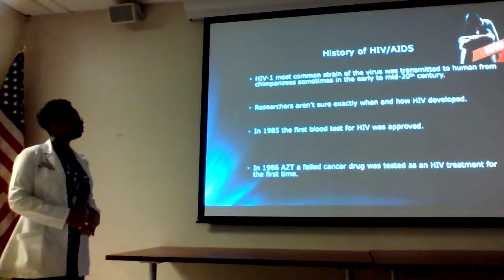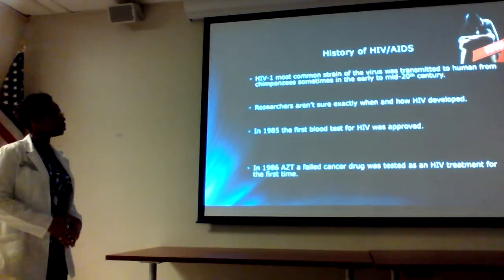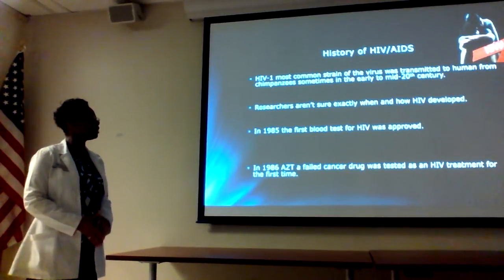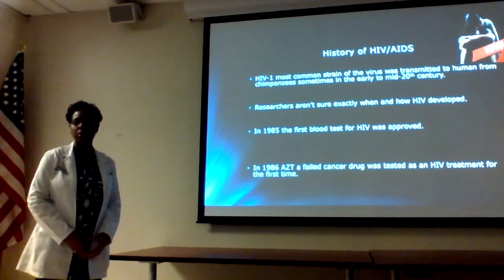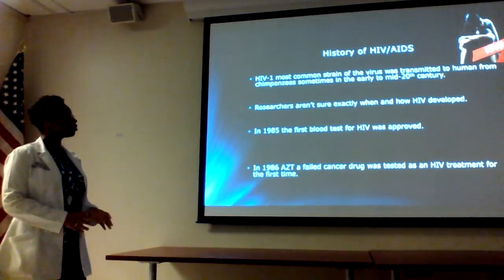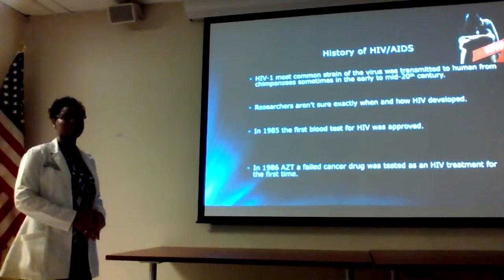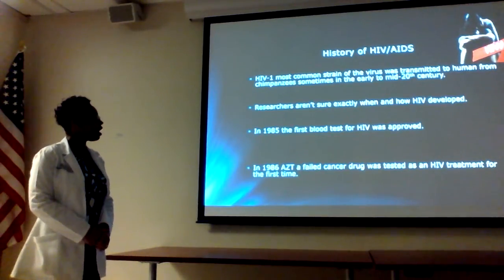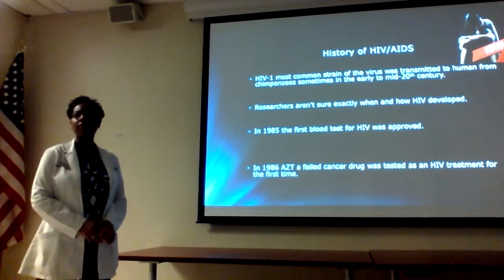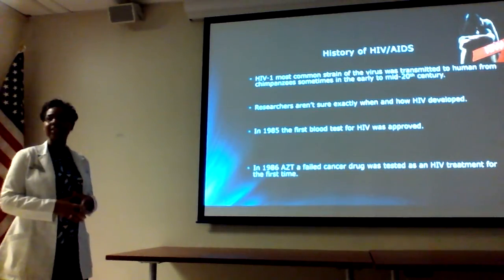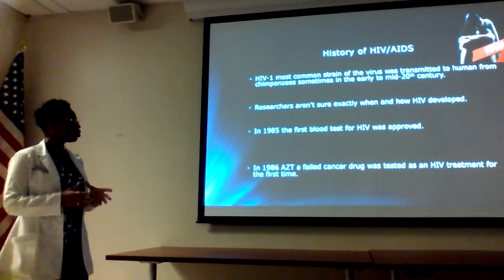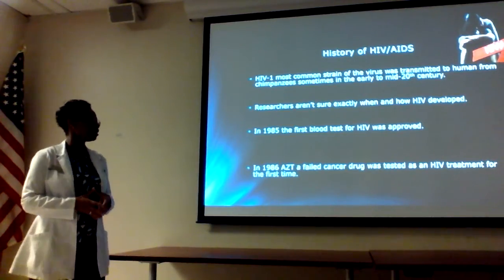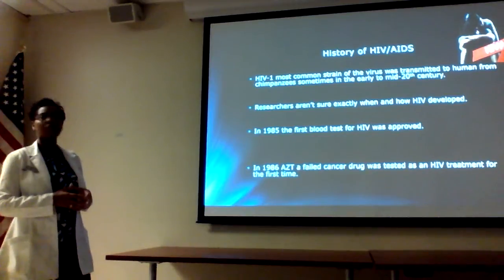HIV-1, the most common strain of the virus, was transmitted to humans from chimpanzees sometime in the early to mid 20th century. Researchers aren't sure exactly when and how HIV developed. In 1985, the first blood test for HIV was approved. And then in 1986, the drug AZT, a failed cancer drug, was tested as an HIV treatment for the first time.